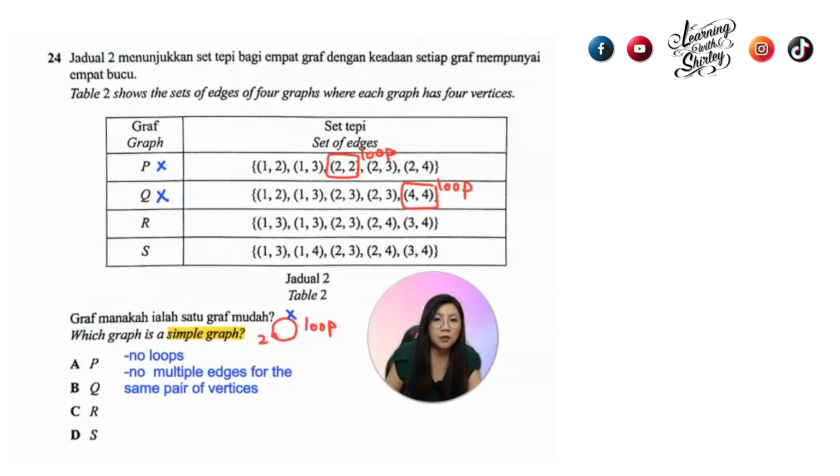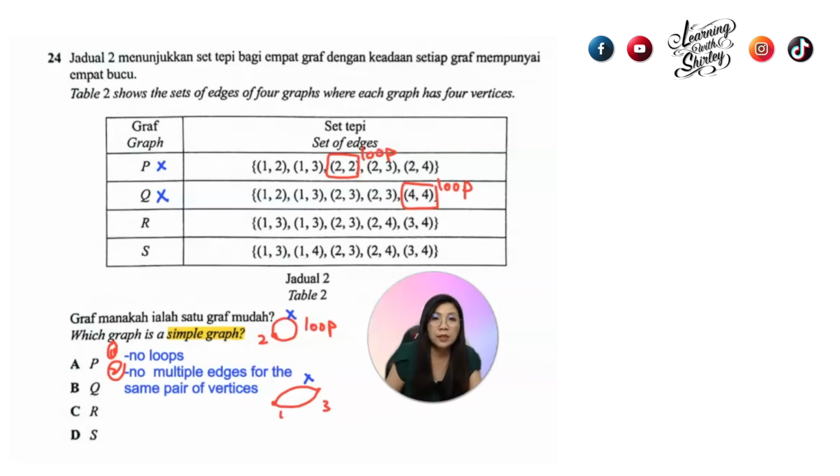So next one, no multiple edges. Here, the second rule; this is rule number 1, this is rule number 2. No multiple edges for the same pair of vertices. For example, like 1 and 3. So 1 goes to 3, and then another time 1 goes to 3. So for this case, this is not a simple graph.